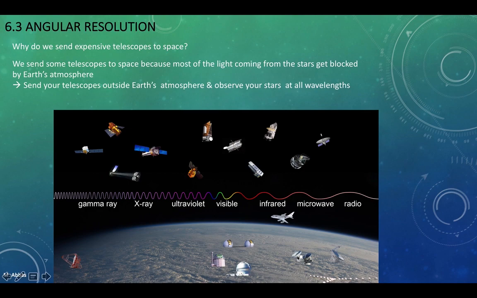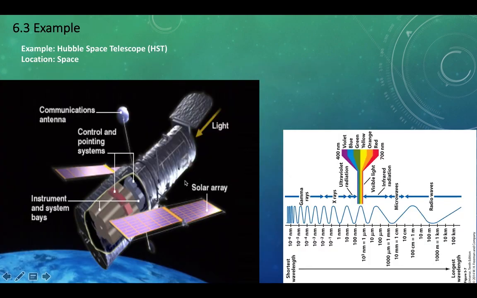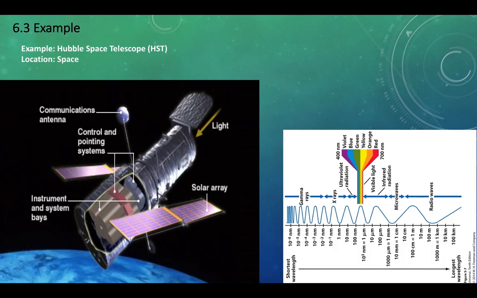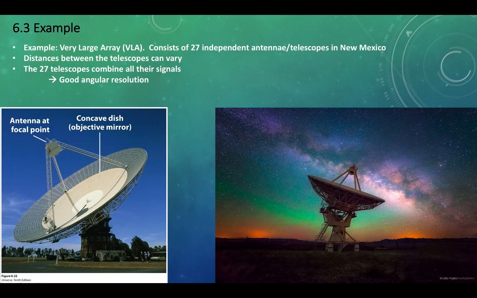So on Earth, if you look here at the images of telescopes on Earth, most of them are visible telescopes, these ones. Some are radio wave telescopes because we don't have problems with detecting radio waves on Earth. But if you want to look at stars in infrared or in gamma rays or in other colors that are being blocked by the atmosphere, then you have to send the telescope all the way above the atmosphere. So you have to send them to space. These are some of the telescopes we have in space. They look at stars in different wavelengths. And so this is the idea of why we send telescopes to outer space, and this is something we have already talked about.